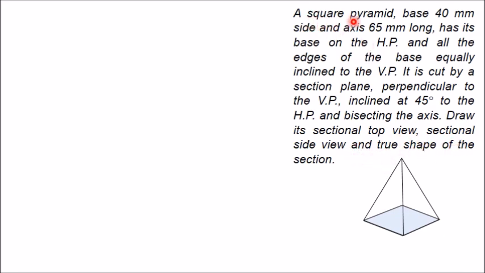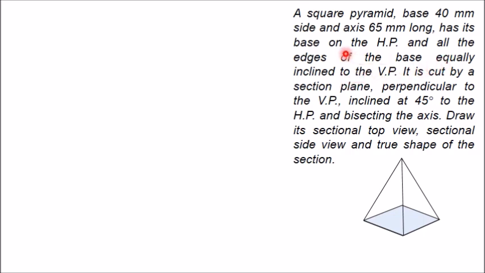Now this is a square pyramid, so the base of this pyramid will be in square shape. Its base side is 40 mm, so these lengths are given as 40 mm and height is given as 65 mm. That means from the center of this base to this apex, the top portion, that distance is given 65 mm, and all the edges of the base are equally inclined.